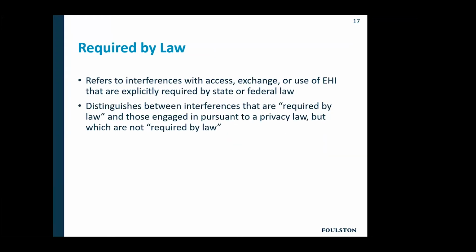So element number 5 of the information blocking rule is that it's an interference with access, exchange, or use of EHI that is explicitly required by state or federal law. The idea behind required by law, and this was a point of big emphasis with the ONC, is that there are interferences that are required by law, and then there are ones that are often engaged in pursuant to a privacy law, but they're not required. It gets into this idea of must versus may. You may disclose information versus you must disclose information, which will be a theme throughout our presentation today.